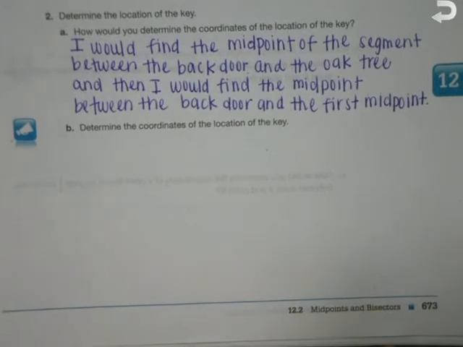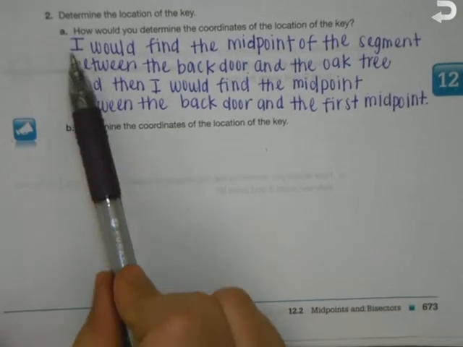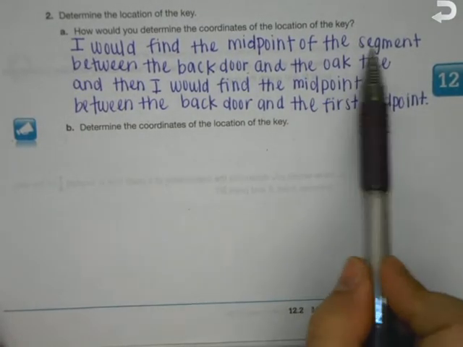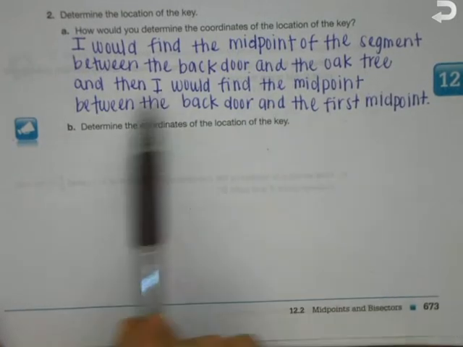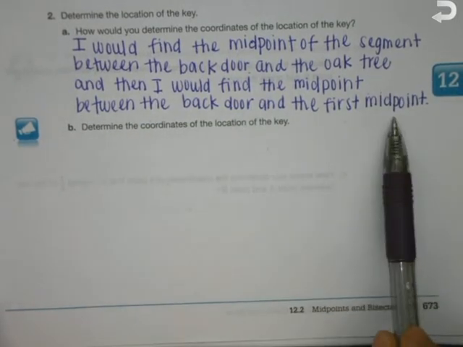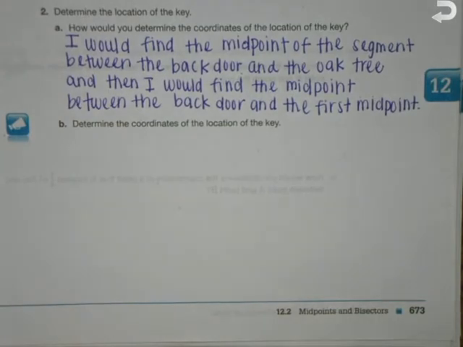So here's what I said. I would find the midpoint of the segment between the back door and the oak tree, and then I would find the midpoint between the back door and the first midpoint. Your explanation did not have to be exactly like that, but it should have been something similar, right? You found the midpoint of the midpoint?